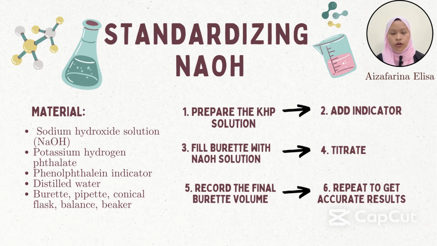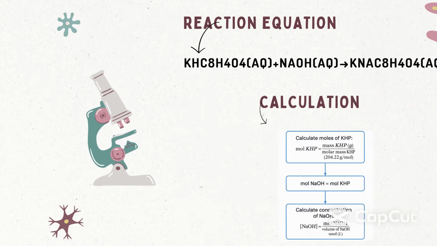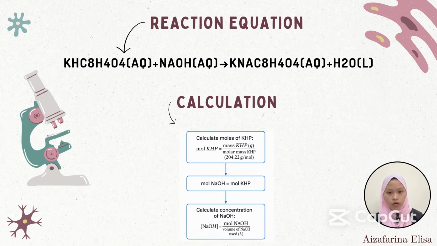Next, the burette is filled with sodium hydroxide solution and the initial volume is recorded. Finally, the titration process can be started slowly by adding the sodium hydroxide to the KHP while swirling. Titration needs to be stopped when a persistent pale pink color appears and lasts for 30 seconds. Don't forget to record the final burette volume, as the titration needs to be repeated at least 3 times for accuracy. I also put the balanced equation and how to calculate below.